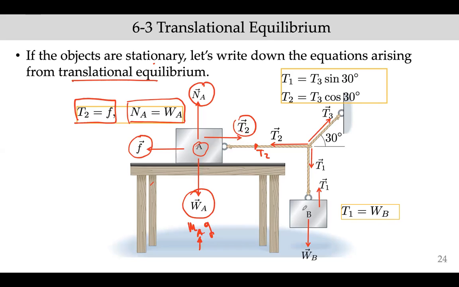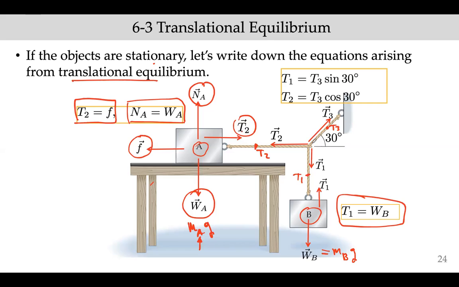What about object B? It's the easiest here. It has the m_B g, the weight, and there is this tension. For this one, we call the tension T1, and for this rope, the tension is T3. This tension in the rope is actually pulling object B up. So there are just two forces. The magnitude of T1 is equal to the magnitude of the weight, which is m_B times g.